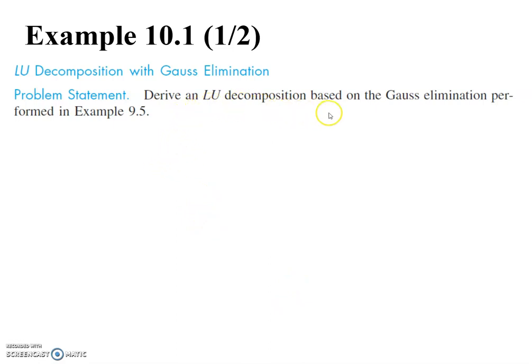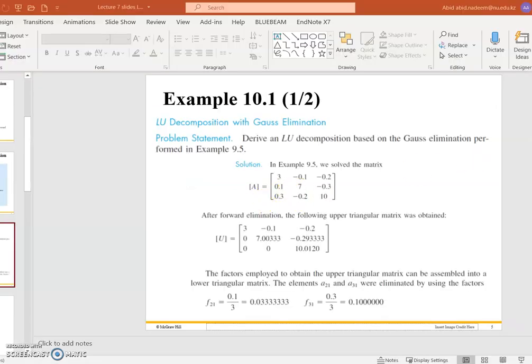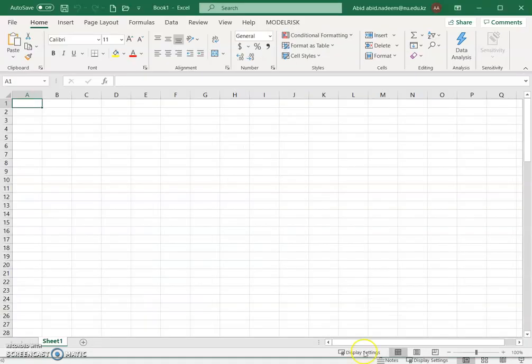Derive an LU decomposition based on the Gauss elimination performed in example 9.5. In example 9.5, we had this matrix A, and we need to decompose it into L and U. We can decompose this matrix by Gauss elimination steps, so that I can show it better, I will switch to Microsoft Excel.